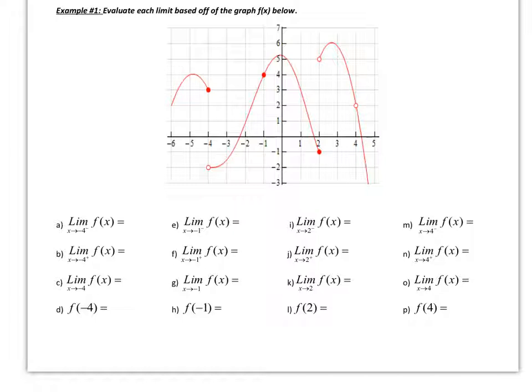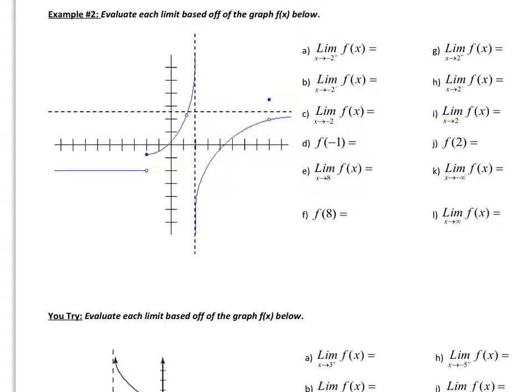All right, let's move on to the next page. Okay, let's try this example now. So, part A, the limit as x approaches -2 from the right. Here's x equals -2. Here's the graph from the right. The y value, or the limit, is -1.